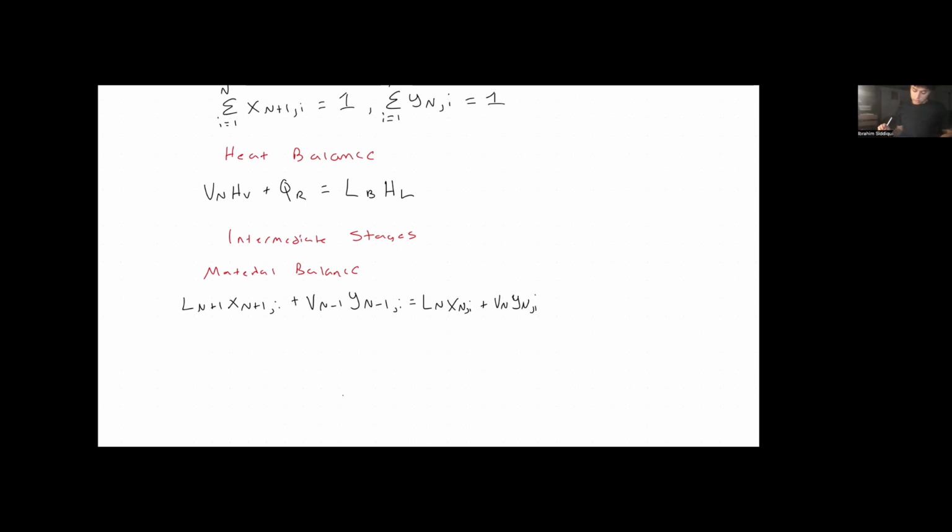Let me go ahead and look at this, make sure this is right. Yep, so we have our n plus 1 stages or n minus 1 stages, and then on the right hand side is just our n stages. So that looks good. We can now do our equilibrium stages.